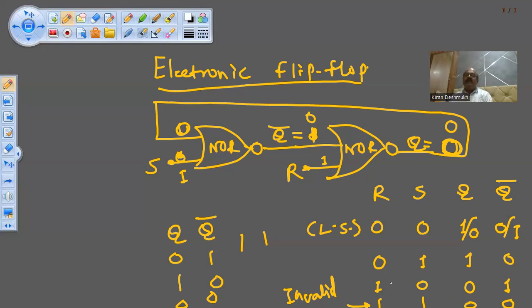And the last state is the invalid state, because when both the inputs are 1, both the outputs are 0, which is impossible. Q and Q bar should be opposite of each other. They cannot be 0 simultaneously, they cannot be 1 simultaneously. So there is only one invalid state. Other three states are possible in the RS flip-flop. This is a simple RS flip-flop.